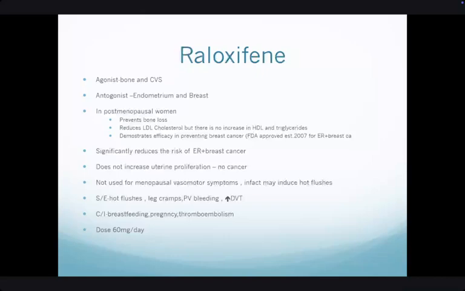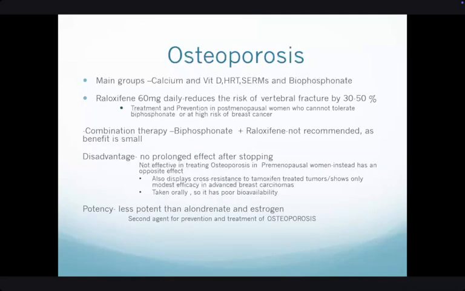It also demonstrates efficacy in preventing breast cancer since 2007, like I highlighted in the background, and it significantly reduces the risk of estrogen receptor positive breast cancer. It does not increase uterine proliferation, so the patient is not at risk of endometrial cancer. It's not used for menopausal vasomotor symptoms because it causes hot flashes. So the side effects include hot flashes, leg cramps, pelvic bleeding, and increase in DVT. It's contraindicated in breastfeeding, pregnancy, and thromboembolism. The dose used is 60 milligrams a day.